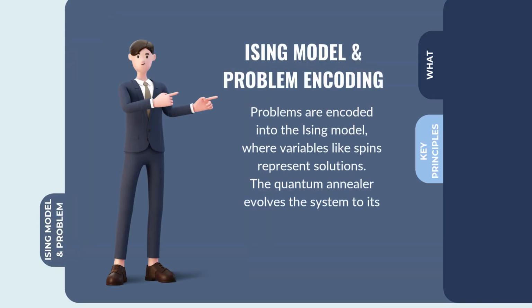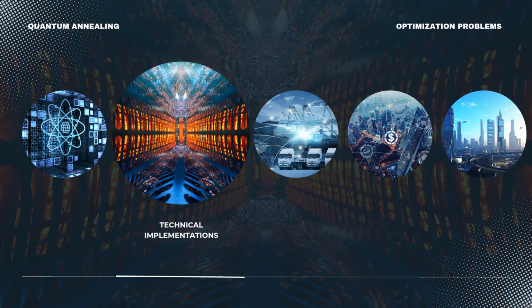So now we are going to talk about the Ising models. The problems are encoded into the Ising models, where variables like spins represent the solutions. The quantum annealer evolves the system to its lowest energy state, solving the optimization problem.